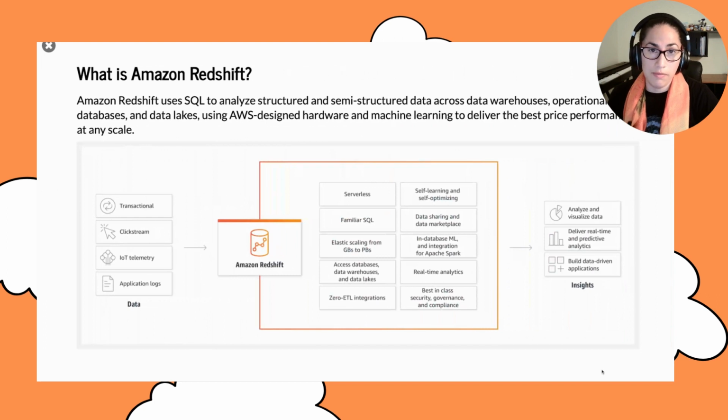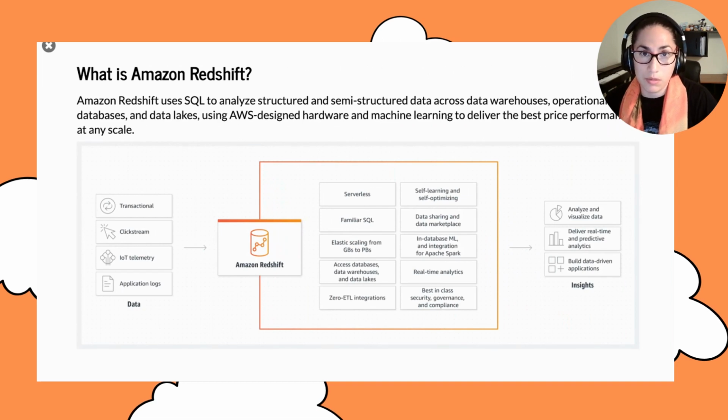With Amazon Redshift, we can use SQL to analyze both structured and semi-structured data across a number of different platforms, including data warehouses, operational databases, and data lakes, with AWS-designed hardware at the core of it. In this particular video, we're going to be pulling data from 3 different sources, creating tables, and merging them through the use of SQL commands.